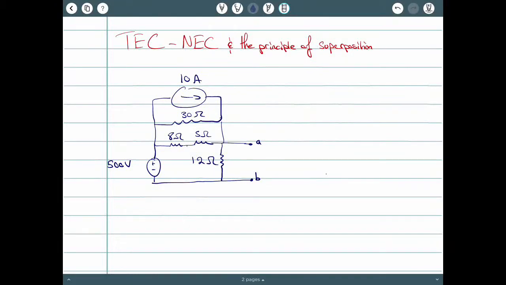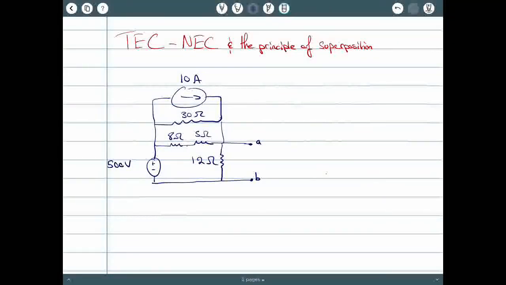Hello guys, this is Riyad and I'm gonna talk today about the Thèvenin equivalent circuit and the Norton equivalent circuit, and after that the principle of superposition. Now to start off, I'm gonna just define the Thèvenin equivalent circuit.